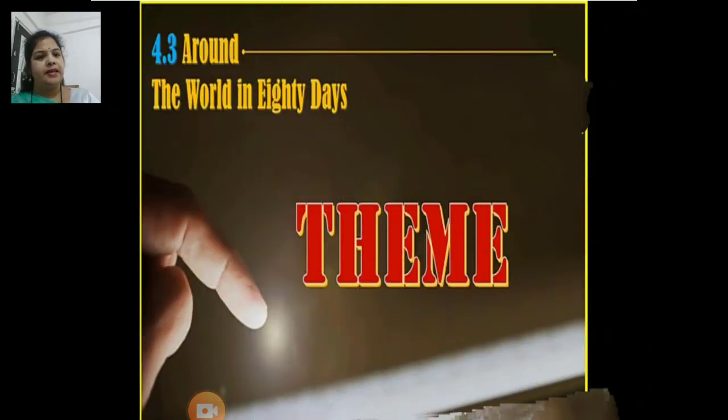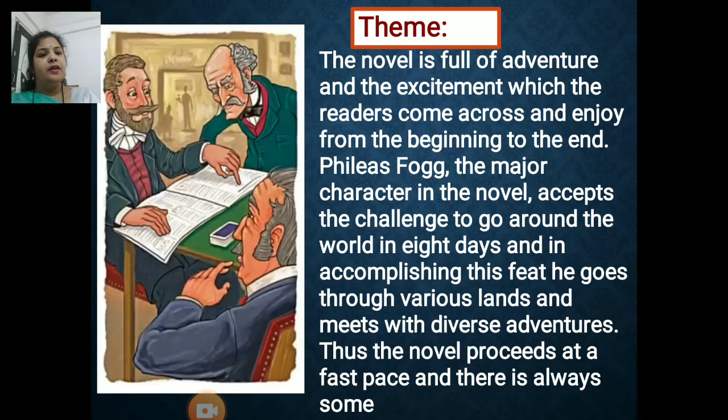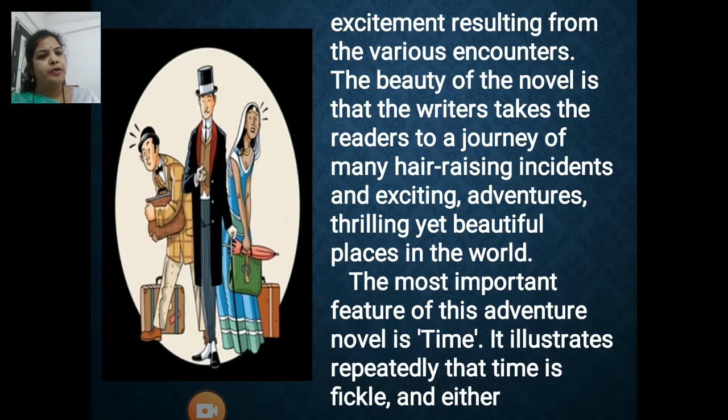Around the World in 80 Days theme. Now, the theme of the novel is basically time. We are going to find out how time plays an important role in the novel Around the World in 80 Days. The novel is full of adventure and excitement which the readers come across and enjoy from the beginning to the end. Phileas Fogg, the major character in the novel, accepts the challenge to go around the world in 80 days. And in accomplishing this feat, he goes through various lands and meets with diverse adventures. Thus, the novel proceeds at a fast pace, and there is always some excitement resulting from the various encounters.